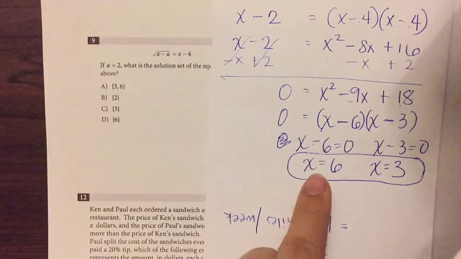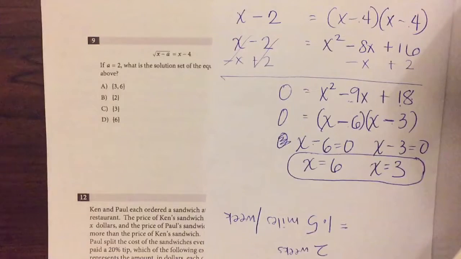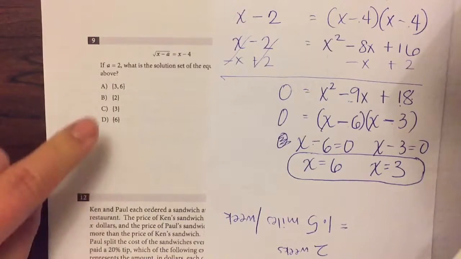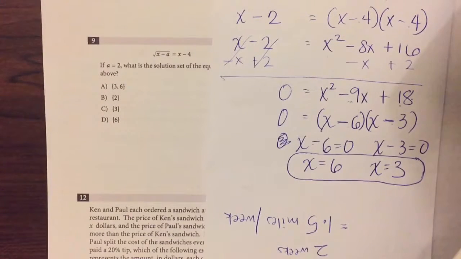The square root of a number has to be positive. So, which one of 6 or 3 will not work? The other answer is what will work. So, you choose, you decide, you answer.